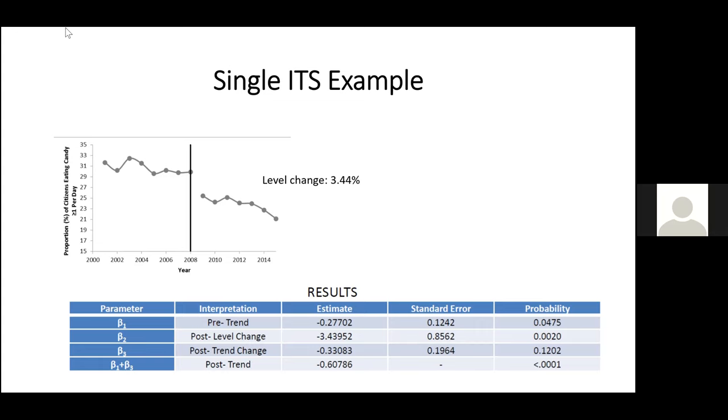So the reduction in smokers, the reduction even increased by 0.3 per year. Remember, there was already a reduction of about 0.3 per year, but that reduction even increased by 0.3% per year. You get it? Already there was a reduction of 0.2 or 0.3 before the intervention. But after the intervention, that reduction even increased by 0.3% per year. Does it make sense to you? So this indicates an accelerated reduction.